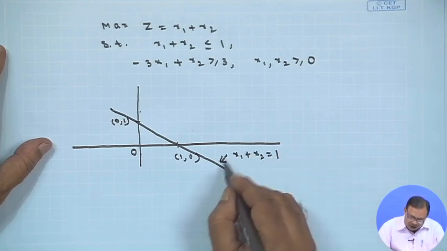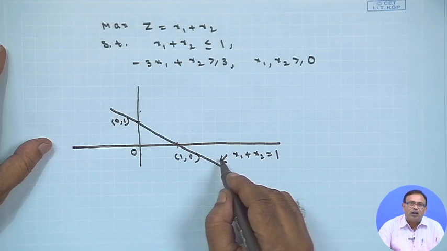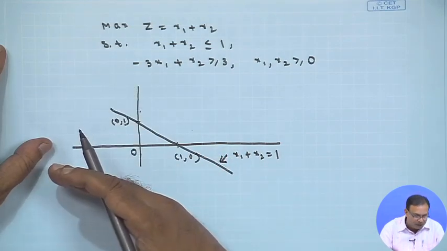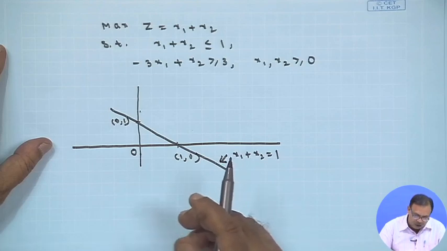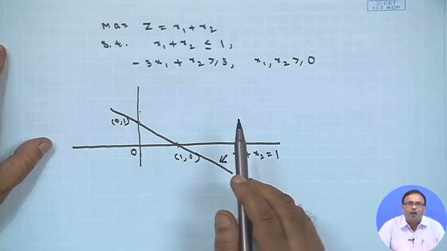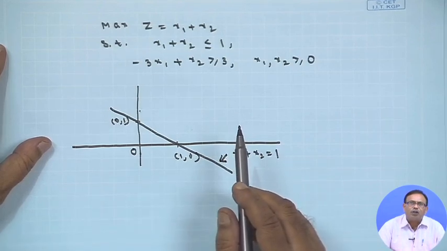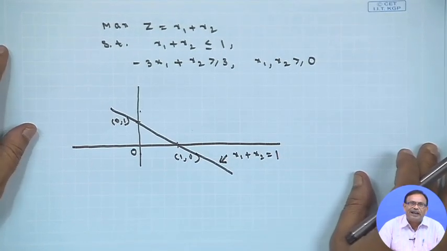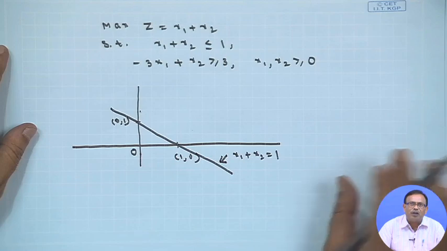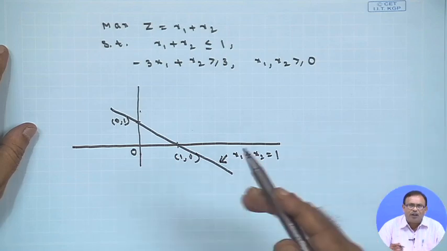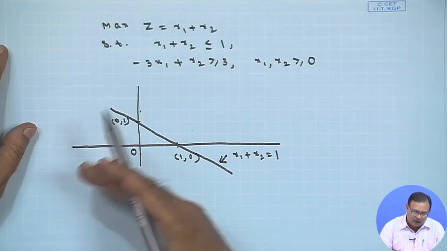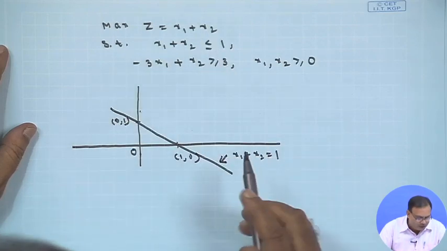This arrow indicates that the region will be on this side, below this one, since it is less than or equal to 1. Because here if you note, in the constants we have one less than or equal to constant, we have another greater than or equal to constant. So, for less than or equal to it will be below the line, whereas for greater than or equal to the region will be above the line.